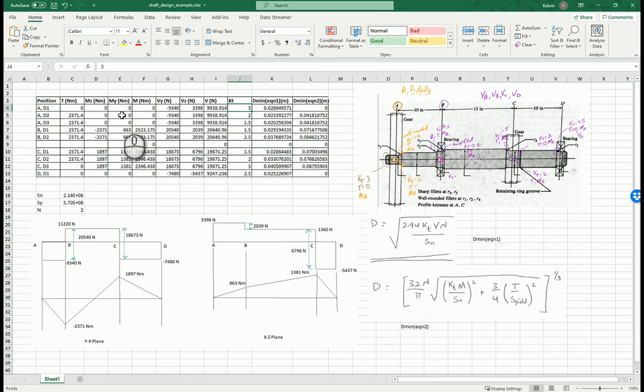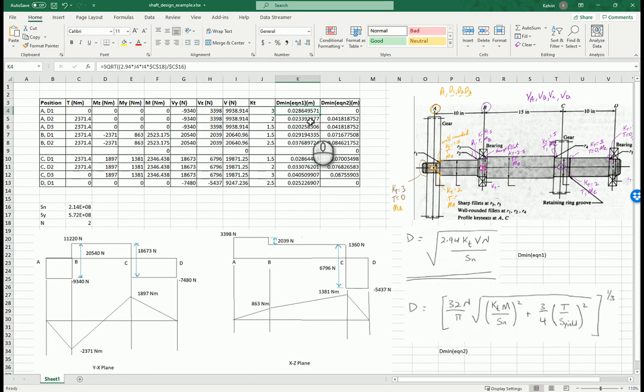Because the resultant bending moment is 0 and the torque is 0, of course the dmin calculation from equation 2 will be 0. The resultant shear force, however, has a value, which is 9938.9, so you will get an actual value. So at this position on the left hand side, position A, D1, the minimum diameter that will be required for the safe operation of the shaft at that point is 28.6 millimeters.